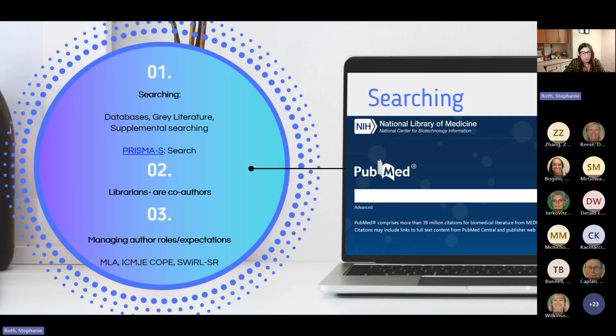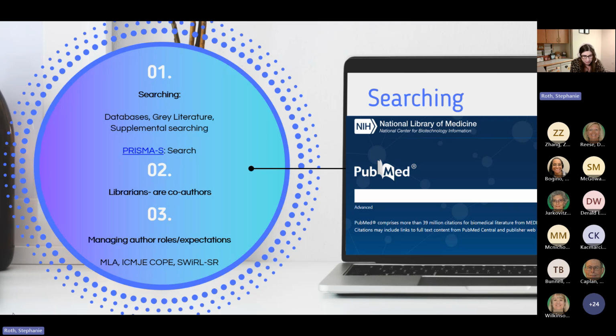And then there's ICMJE. That's not specific to librarians either, but it's how to manage authorship roles and expectations on teams, and it clearly outlines what constitutes an author. And then there's the MLA statement about librarians as authors on systematic reviews. So there's a lot out there to support librarians being co-authors, and then what does that mean on a team?